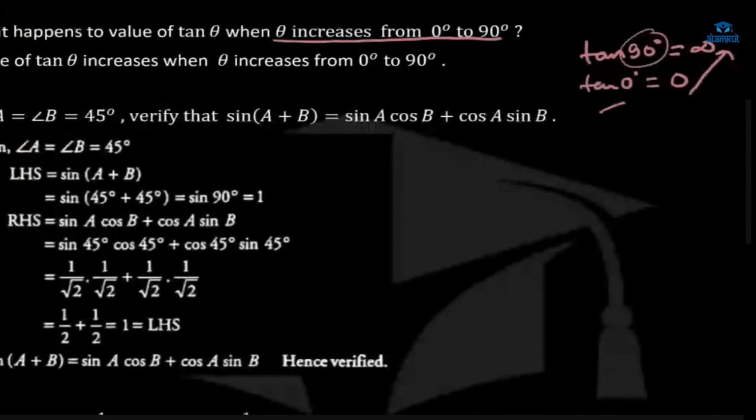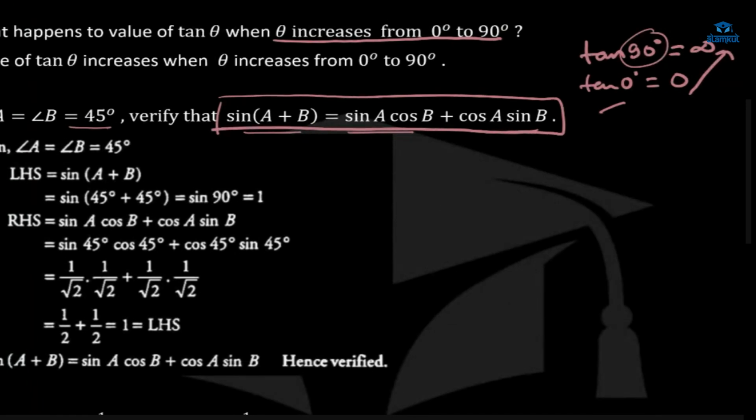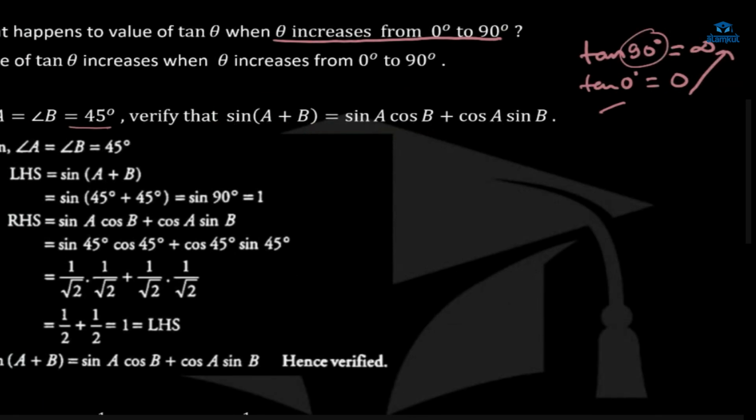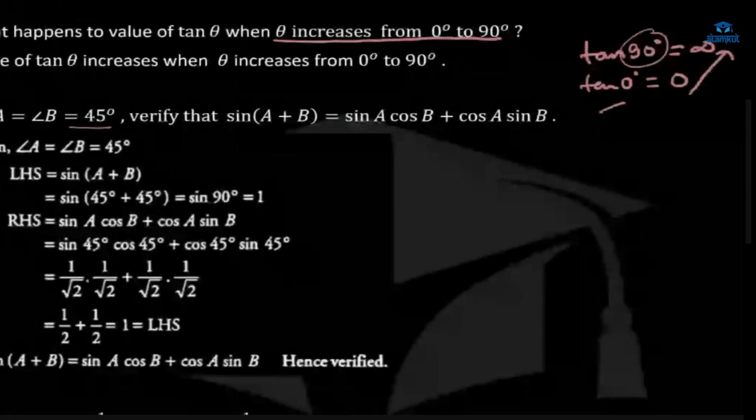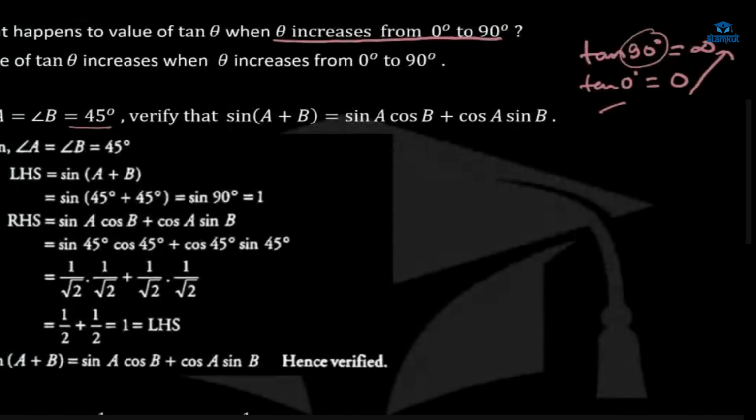Now the question is, if angle A equal to angle B equal to 45 degrees, verify that sine of A plus B is equal to sine A cos B plus cos A sine B. This is also a formula. I don't think we'll study this formula in this class, but by the way, it is the direct formula: sine (A plus B) equals sine A cos B plus cos A sine B.